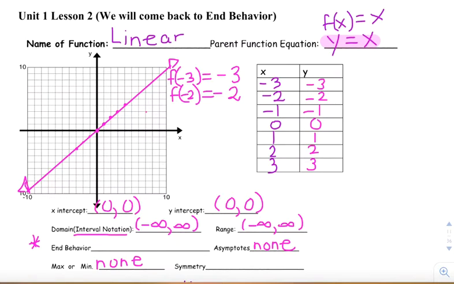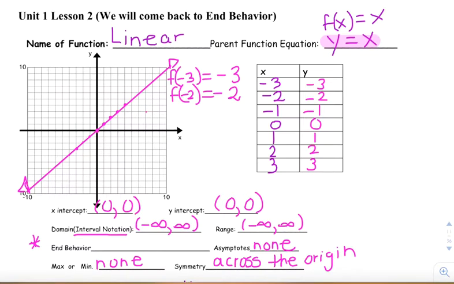And then let's think about symmetry. If you think back to geometry, usually you would say you're symmetric across the x-axis, you're symmetric across the y-axis. Well, with a line, if you fold your paper vertically, it doesn't quite fall on itself. If you fold your paper horizontally, it still doesn't quite fall on itself. But if you fold your paper twice, it will do that. So what we say here is that it's symmetric across the origin. And that's the linear parent function.